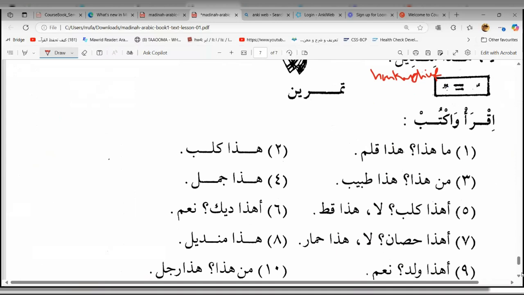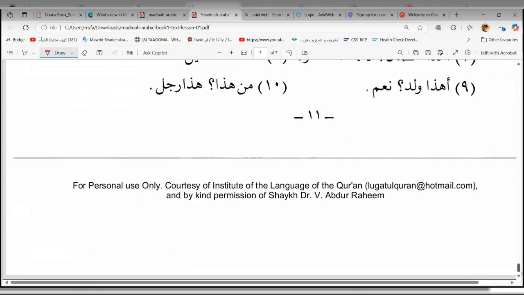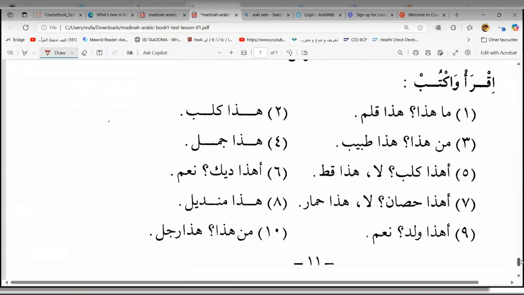Now, I think this is the last exercise for today. Let's again take turns. We'll start with Abdul Naim, and then we'll do Husni, then Saif, and then Tariq. Okay? Yeah. Go ahead.